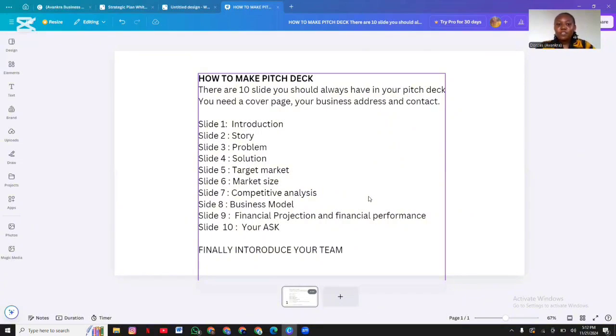So it's not very, very hard for you to make your own pitch deck, because a pitch deck is a very easy summary of your business plan. A business plan is like how many slides, very big, bigger than this. So that's that.